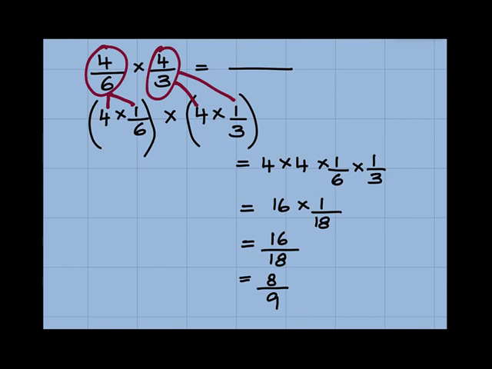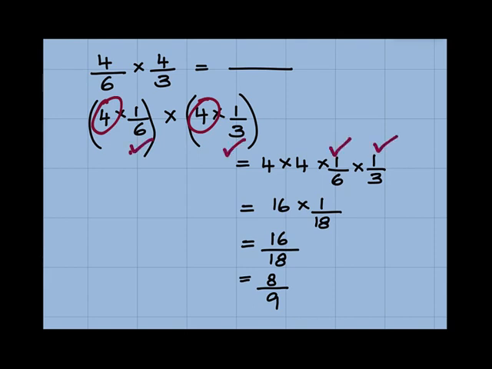So let us substitute. When we substitute, it becomes 4 times 1/6 and 4 times 1/3. I have taken the whole numbers at first. So 4 times 4, and then I have written the fractions 1/6 and 1/3.